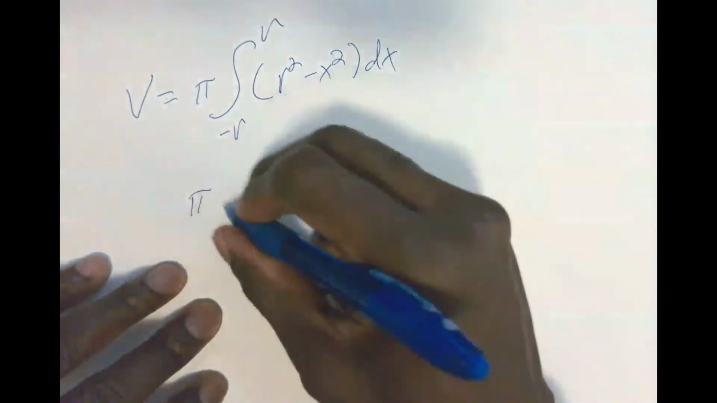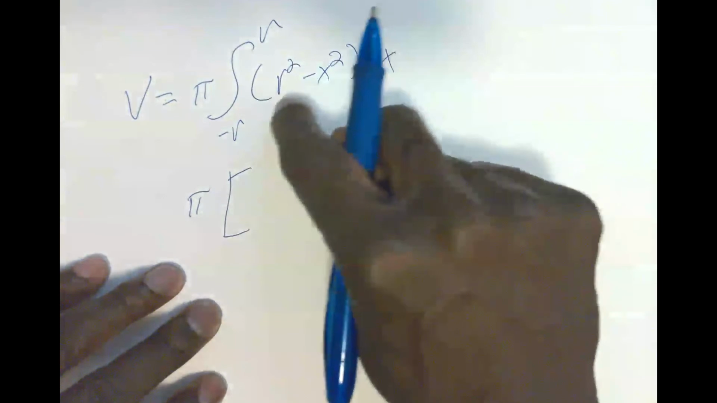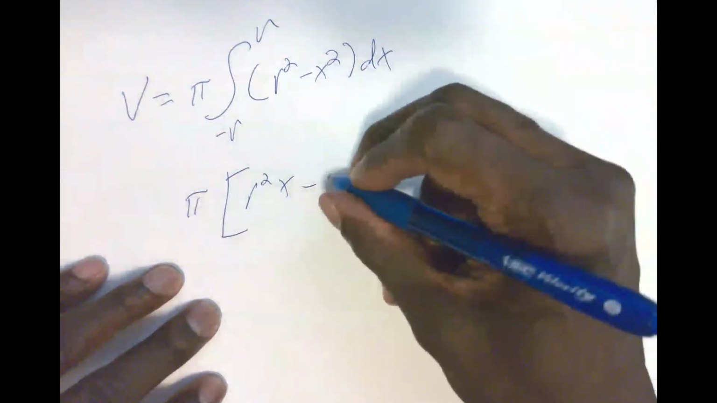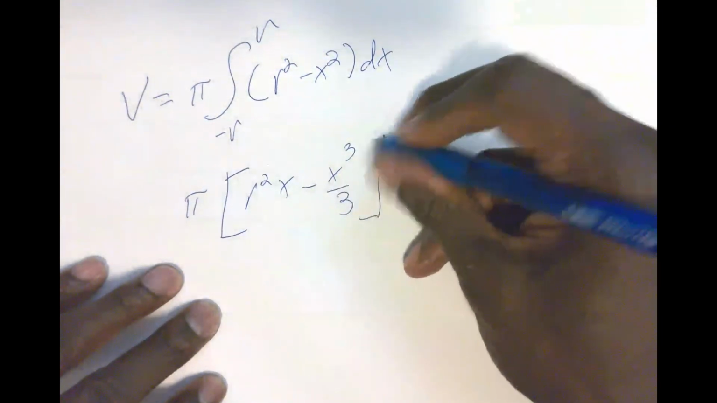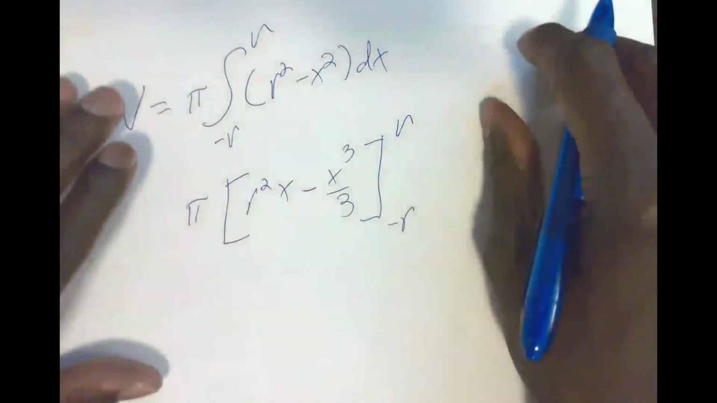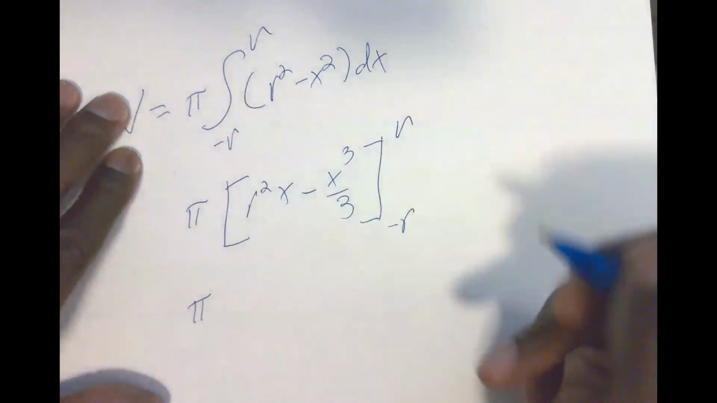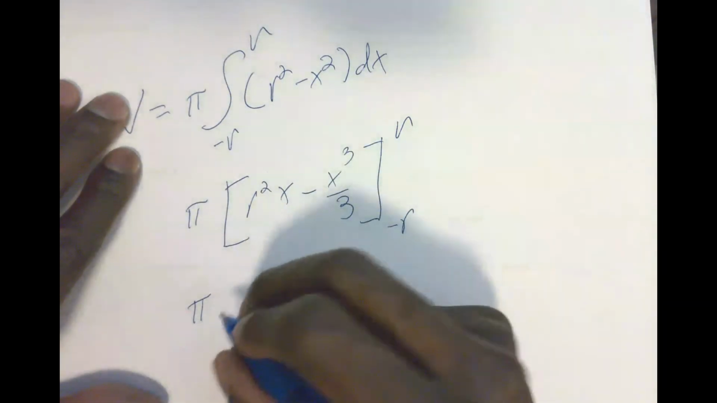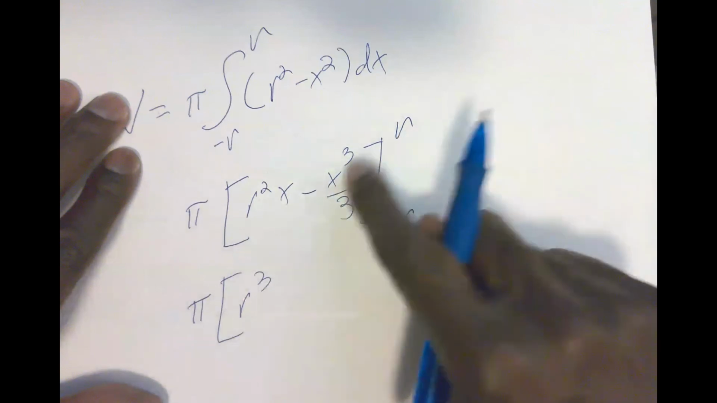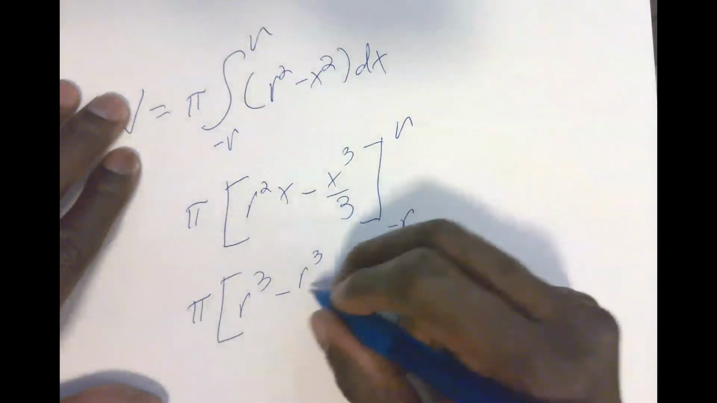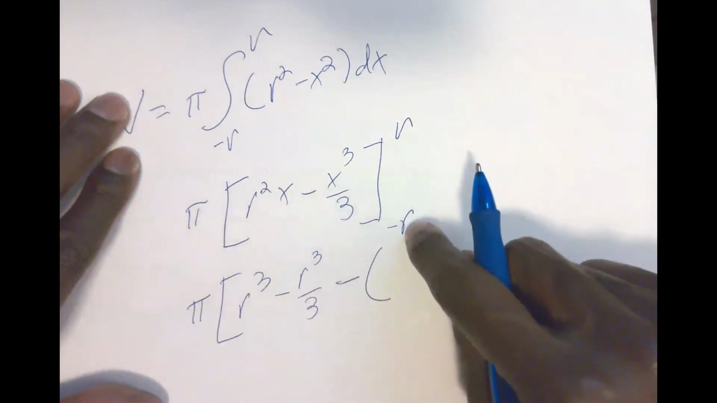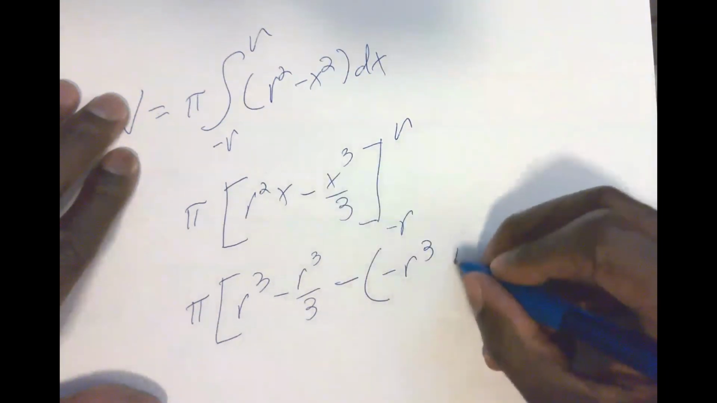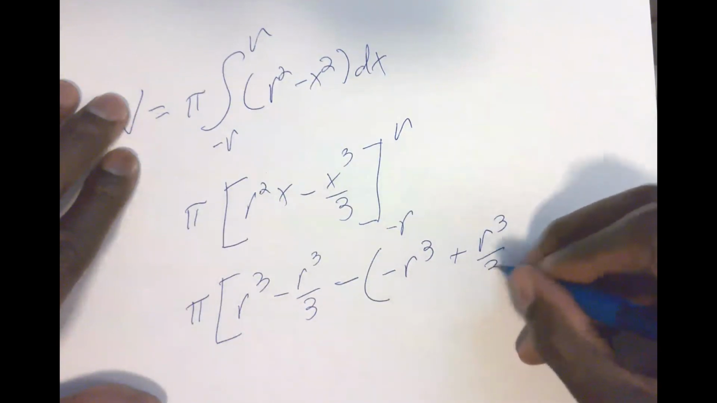If we go ahead and do the integration, since r is some number, the integral of r squared is just r squared x, and the integral of x squared is x cubed over 3, evaluated from negative r to r. Let's plug this in. Pi times, first plug in r for x. That gives r cubed initially, and here minus r cubed over 3. Minus, now let's plug in negative r for x. That gives negative r cubed and positive r cubed over 3.